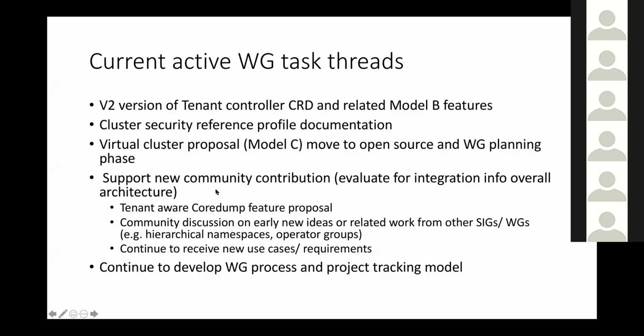Then there are various different small threads of activity, I wouldn't call them small, that we want to continue supporting. We have to see whether they are individual activities by themselves, or whether they tie into our core architectures around models B and C. For example, the coredump feature, the tenant-aware coredump feature, which we'll hear more of today: does it tie into our overall architecture, or is it just a task by itself, or does it apply to all the models? So we want to encourage that.